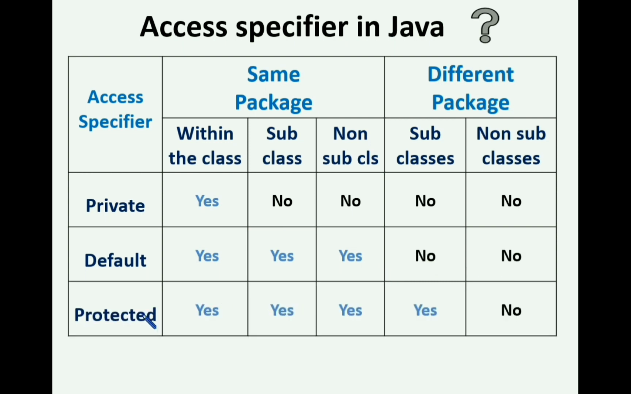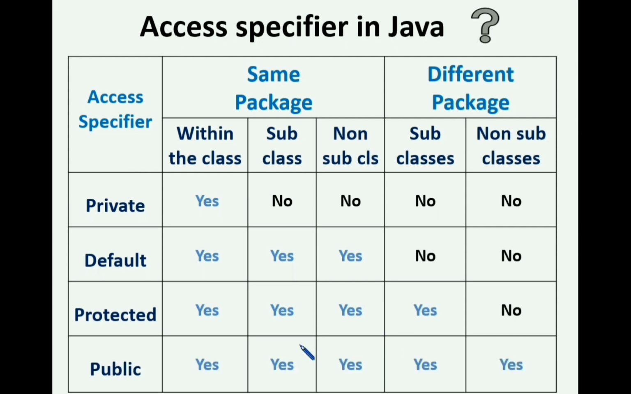Protected. Protected means it can be accessible within the same package and also the subclass of the other package. So protected indicates same package, additionally subclasses in the other packages. The last is public. This is wider accessibility, which can be accessed anywhere, within the same package and also outside the package.